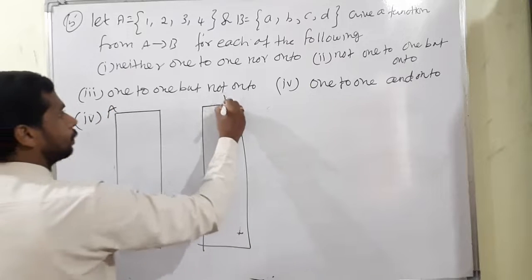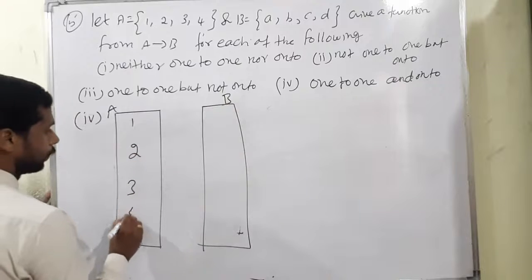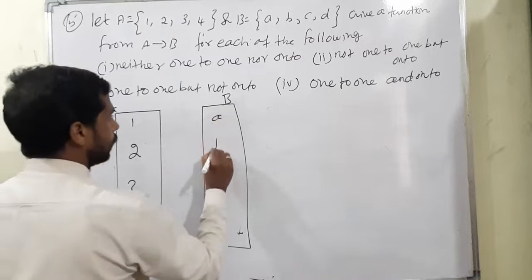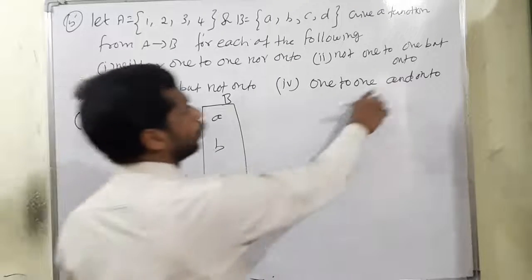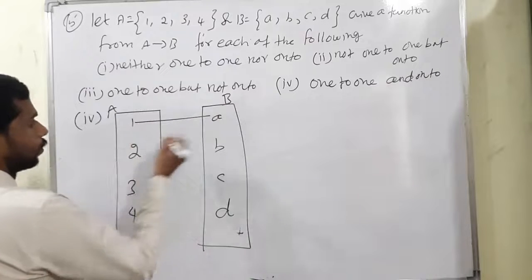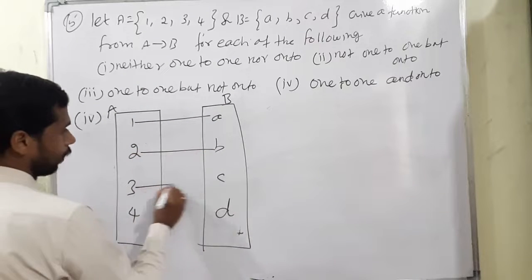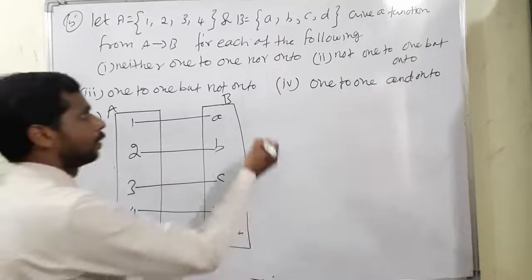Set A, set B: 1, 2, 3 and 4, A, B, C and D. We have to show one-to-one and onto. Very simple, no? Direct line: 1 mapping to A, 2 mapping to B, 3 mapping to C, 4 mapping to D. Then we can write, no.